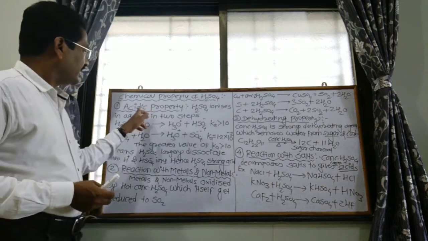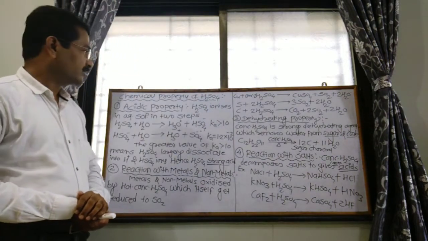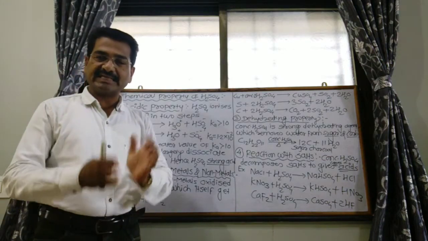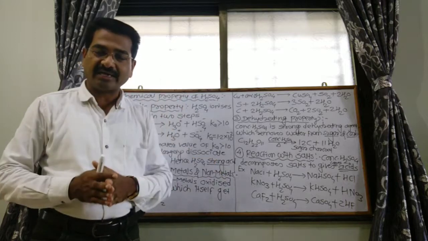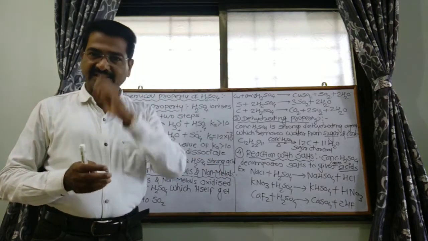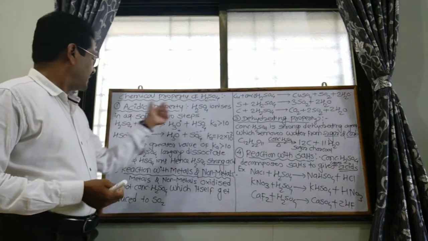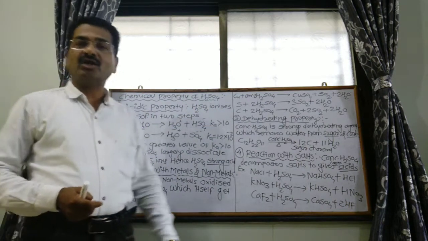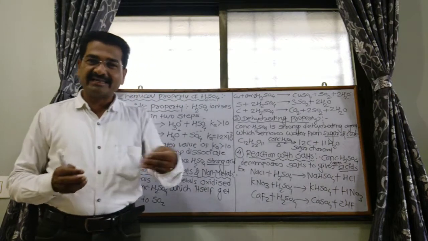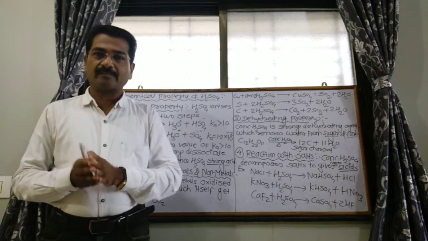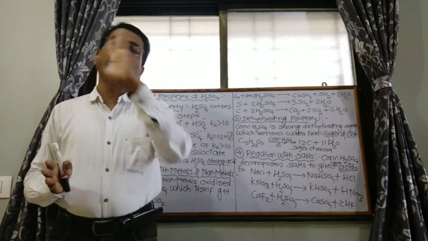First chemical property, acidic property of H2SO4. This indicates that sulfuric acid shows acidic nature. Why? Explain that. H2SO4 ionizes in aqueous solution in two steps. What? When sulfuric acid is dissolved in water, it breaks up, dissociates, and ionizes in two steps.